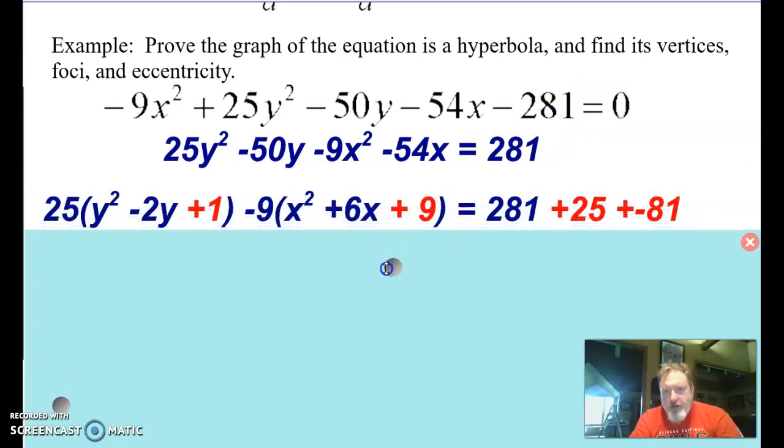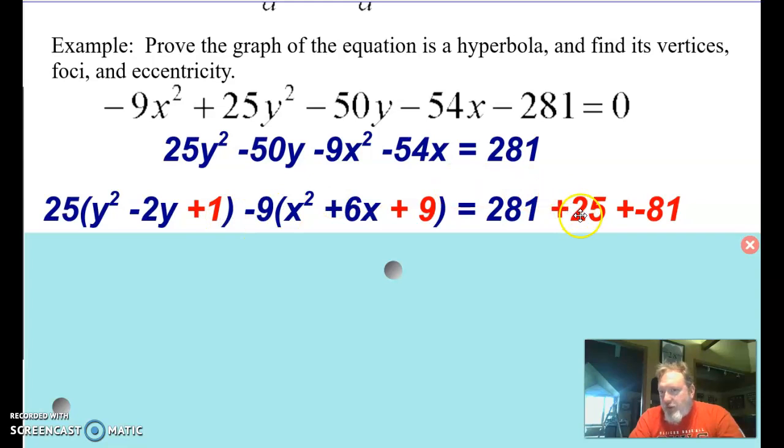At this point now, I'm going to divide out the lead coefficient here, divide out the 25, and I get y squared minus 2y. I'll come back to this in a second. Divide the negative 9 out of the 2x terms, and so now I can complete the square. So half of negative 2 is negative 1. Negative 1 squared is 1.